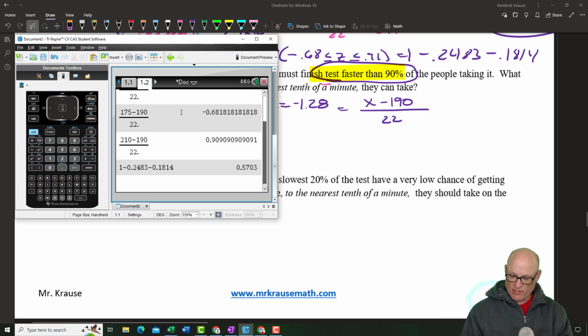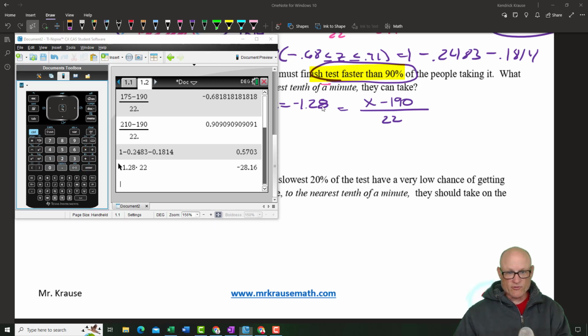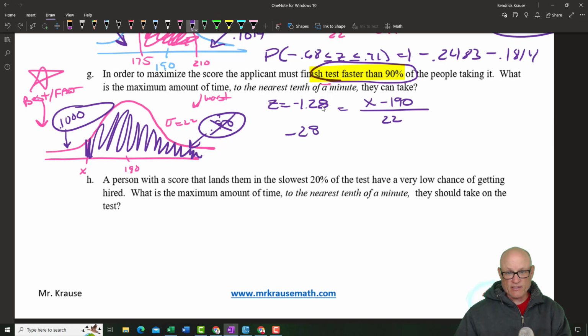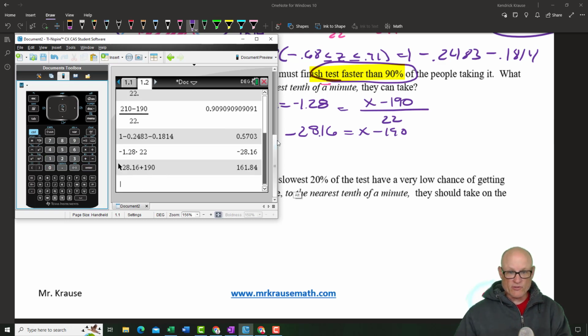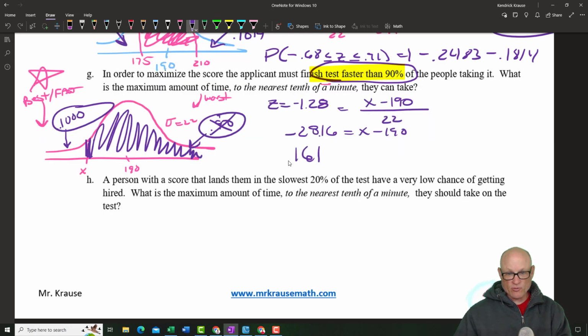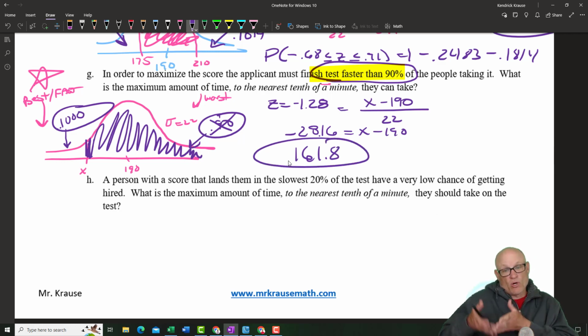So then we're going to come to our calculator. Negative 1.28 times 22 equals negative 28.16. Negative 28.16 equals x minus 190. And then I'm going to add 190, and I get 161.8. 161.8 is the answer. Now again, if it's a race, if I finished at 161 minutes, I finished in front of the average, which is 190, which means I'm faster than them.